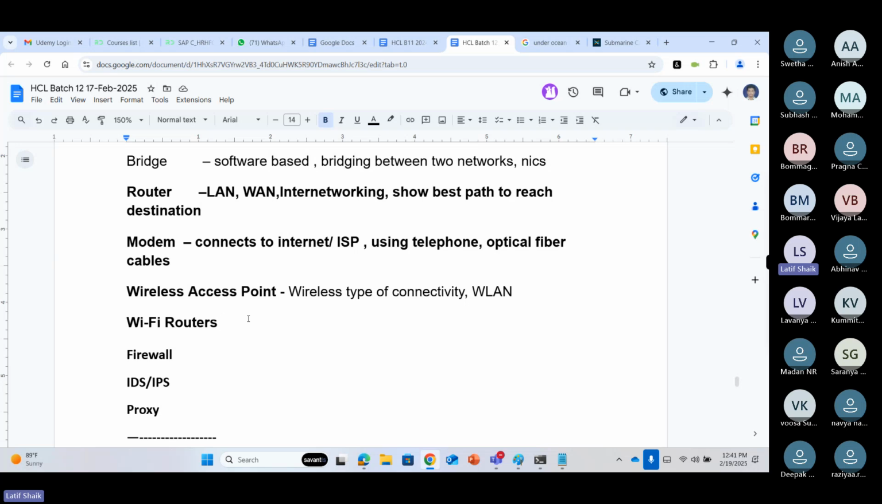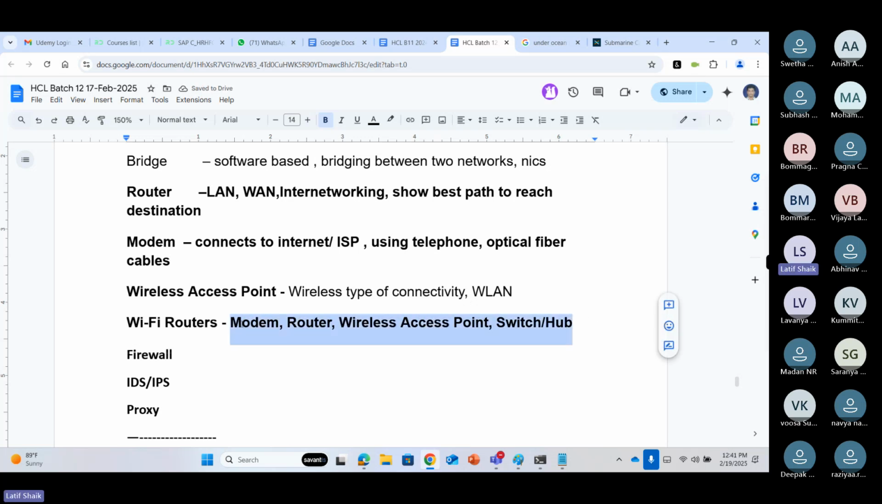This Wi-Fi router is a mix of your modem. It acts as a modem, it is a router, and it is a wireless access point, and it also becomes a switch or hub kind of stuff. Itself it is like that. So this is wireless.